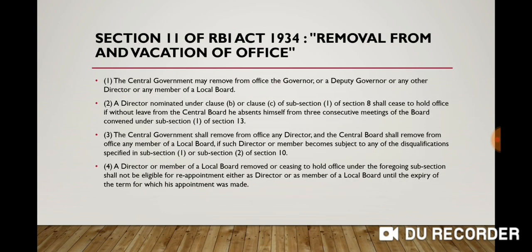Section 11 of the RBI Act 1934. Removal from and vacation of office. The central government may remove from office the governor or a deputy governor or any other director or any member of a local board. Second, a director nominated under clause B or clause C of subsection 1 of section 8 shall cease to hold office if without leave from the central board he absents himself from 3 consecutive meetings of the board convened under subsection 1 of section 13.